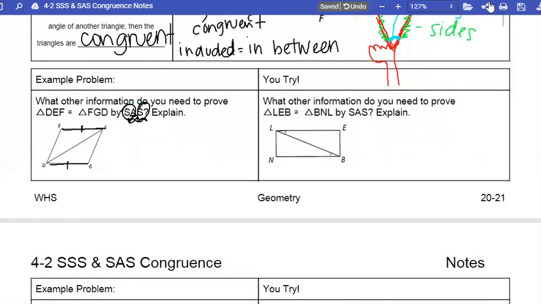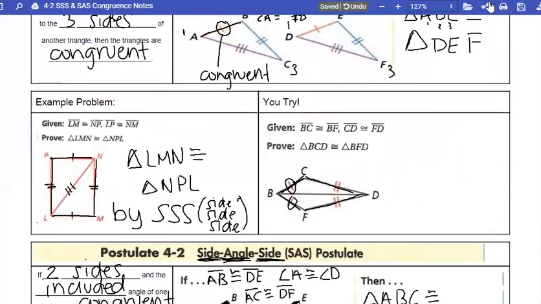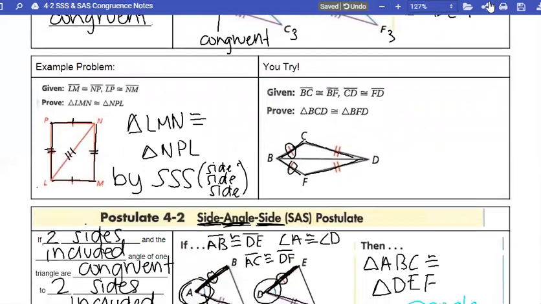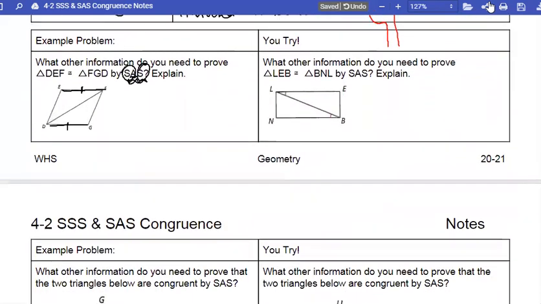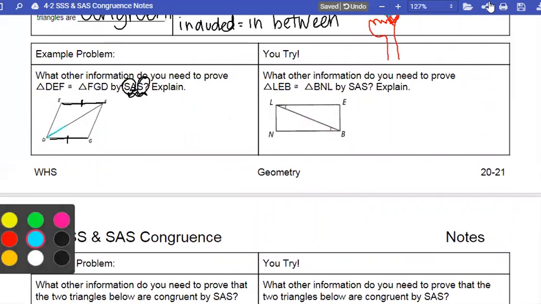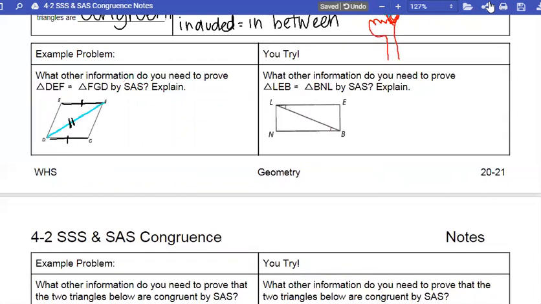What else can we mark here? There's something that's not marked that we can mark. Remember up here, we looked at these example problems. Remember that a shared side is always going to be congruent. So this side right here that's directly in the middle, we call that a shared side. It is always going to be congruent because it's the same exact line. So we can put two tick marks on that one. So now we have our two sides.